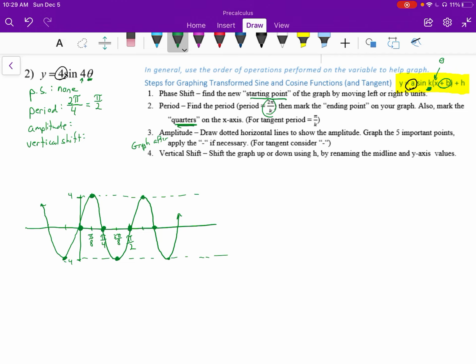I should mention the vertical shift is what's added outside the function, plus h. There's nothing added out here. Sometimes it's even added here, like maybe a 3 plus. So it might be at the beginning, it might be at the end, but in this case there is nothing added, so it does not move vertically.